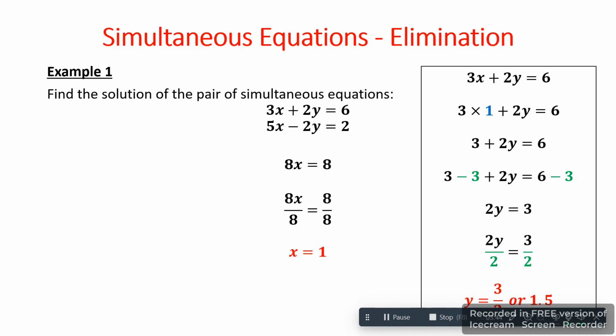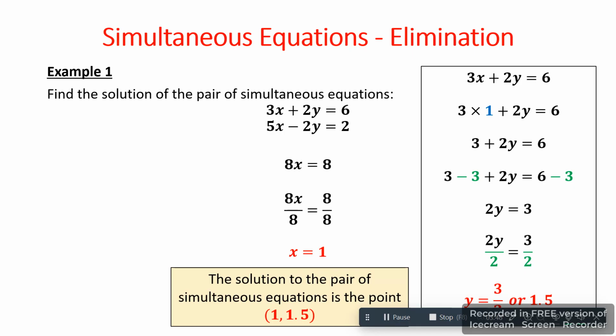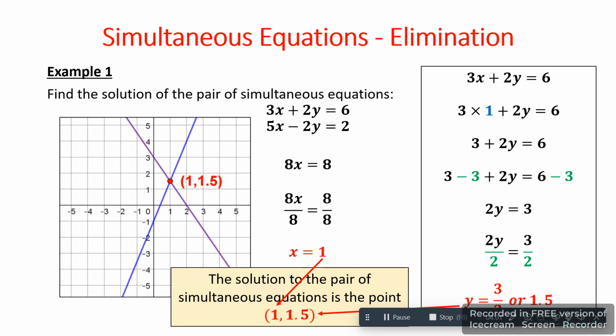So we've found the solution to this pair of simultaneous equations. It is the point 1, 1.5. Remember, the x value and the y value create a coordinate. And if you think back to our last video, we are finding the intersection point, the coordinate of the intersection point where the two equations, the straight line graphs, meet.